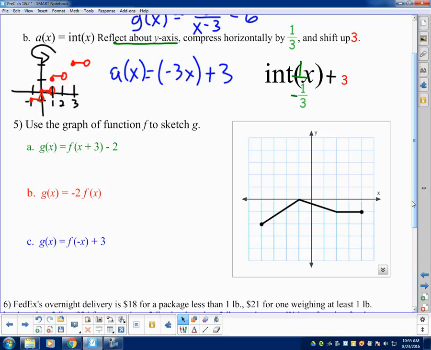So look at the first one, A. It says g of x equals f of x plus 3 minus 2. There's no reflection. There's no negative out in front of f of x, nor a negative inside the parentheses there. So there's no reflection. There's no compression or stretch, because there is no coefficient other than 1 in front of the x. So we just have a shifting going on here. So we're going to shift this graph 3 units left and then 2 units down.